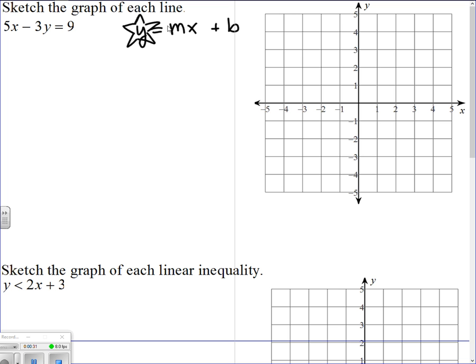Okay, and the m, the value that's next to the x, that is the m, and that is defined as slope. And the slope is rise over run. And this value, the one that is all by itself, no x, no y, that is called the y-intercept. And the y-intercept will have to be on the y-axis. So the y-intercept will be right here.